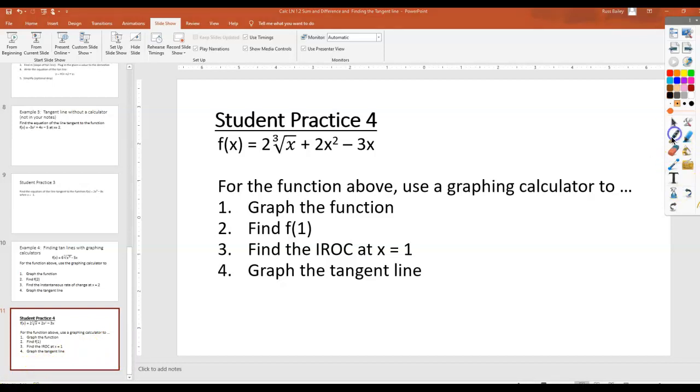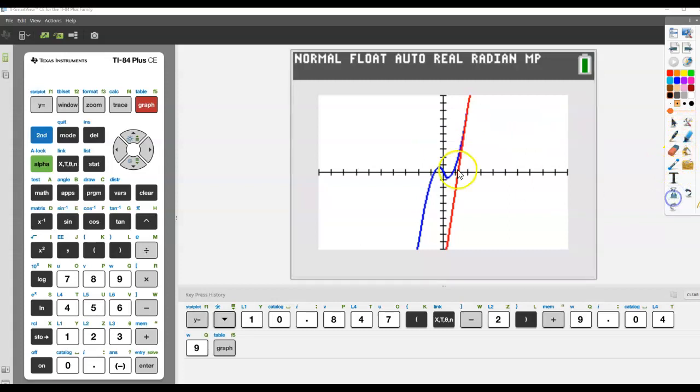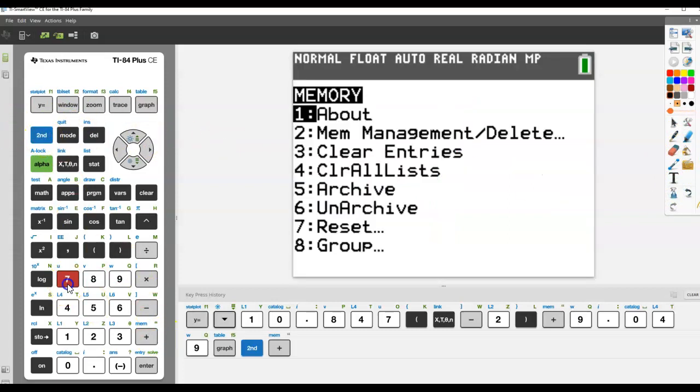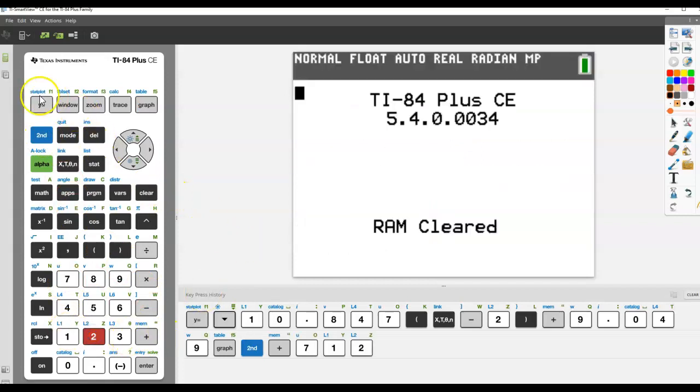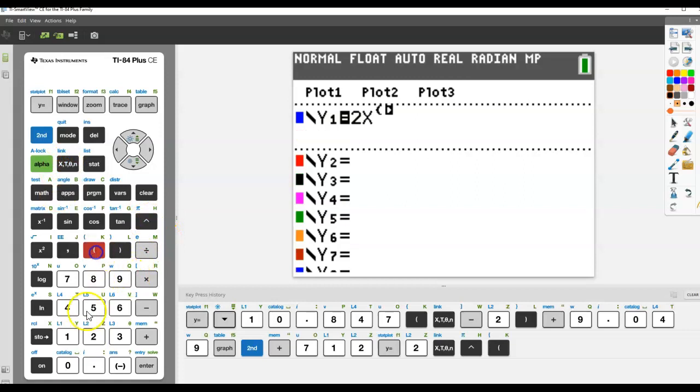Okay? So the first thing that you want to do is you want to rewrite this as 2x to the 1/3 power plus 2x squared minus 3x. Now we're going to go ahead and type that into our calculator. Before I do, I'm going to clear out what I did last time though. So I'm going to push second plus 712 to reset my calculator. I'm going to push y equals, and we're off. So it's going to be 2x to the power of 1/3.